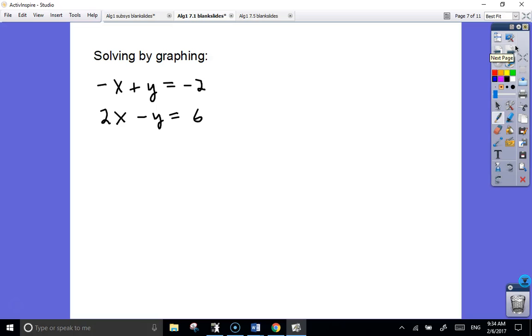So here I'm going to solve this one by graphing. Now, the difference between this problem and the first one we did is these aren't solved for y. So before you can go to the y equals button, you've got to solve for y. Right, so let's do that first. How do I solve the first one for y? Right. So I add x. If it's a negative x on the left, it's a positive x on the right, and you still have a minus 2.